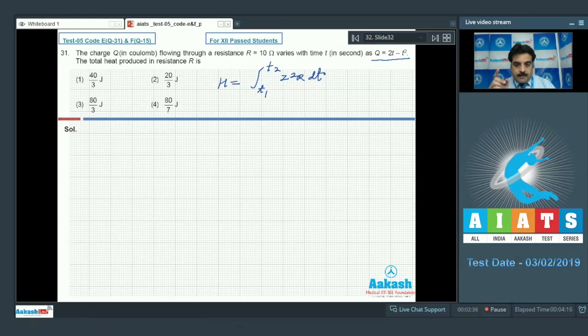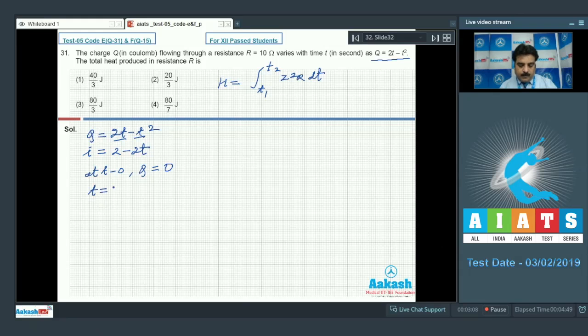I need current. So first, according to the problem, charge is given: Q is equal to 2t minus t square. If I differentiate, then you will get the value of current, right? At time t equal to 0, if I put the value of t as 0, you will get the amount of charge as 0.